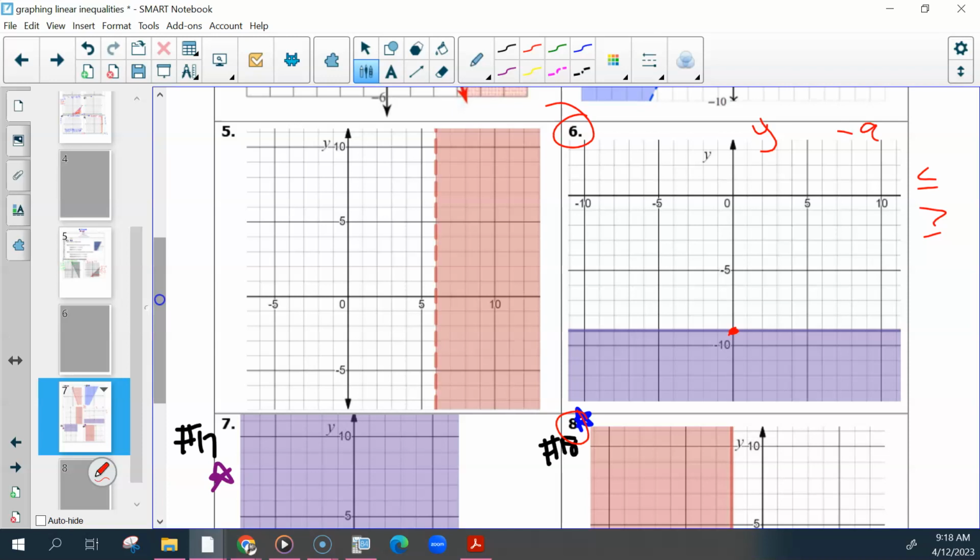Is this shaded above or below? Below. So y is less than or equal to -9. And that's it. Questions on that one?